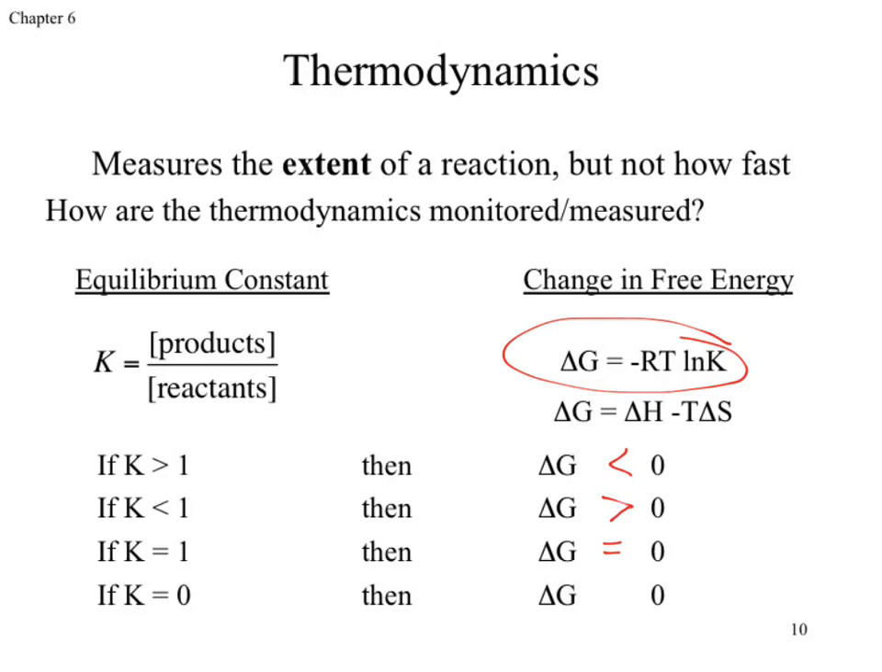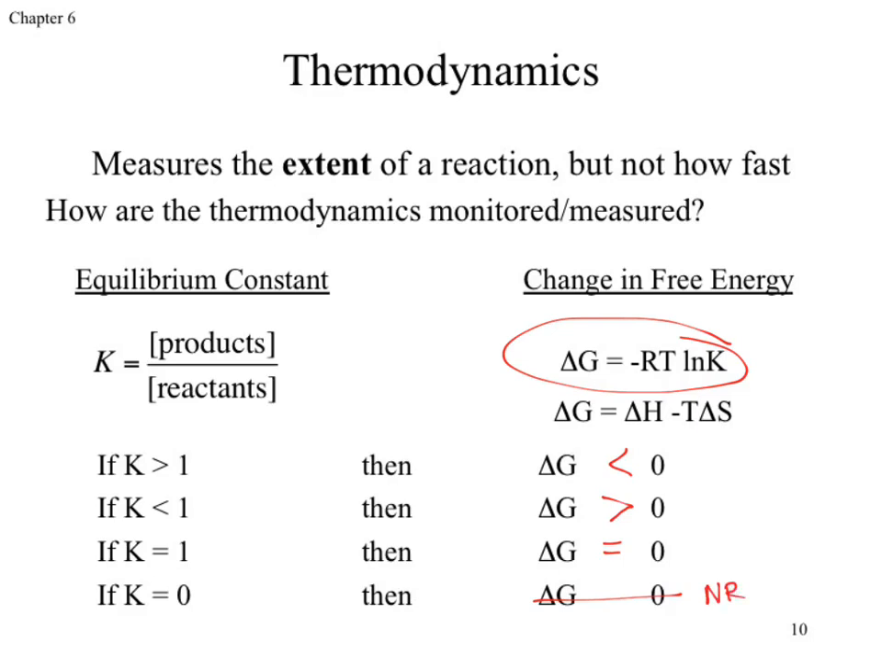What if K equals 0? That means there's absolutely no product formation, which would mean we can't take the natural log of 0. If we can't form any products, is our reaction spontaneous? No. So we would get NR, no reaction. So we wouldn't really be able to apply that last one. Okay, it just doesn't really make sense.